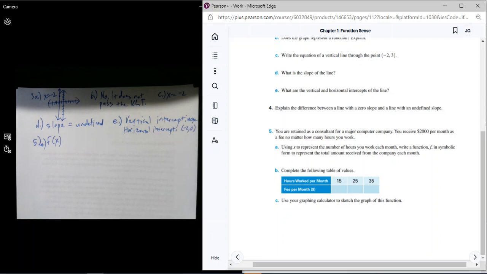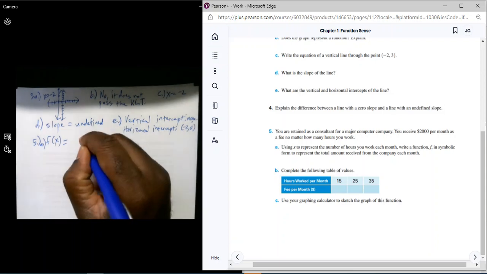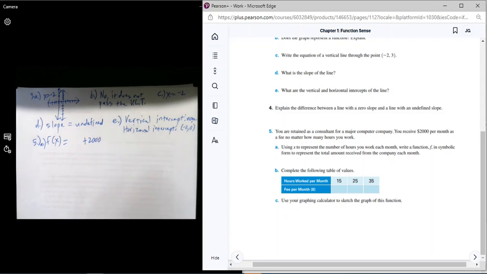So that's the first thing we know. And it's equal to... Now they tell us no matter how many hours we work, we're still just going to earn $2,000. So we know at 0 hours, we're going to earn 2,000. So 2,000 is our y-intercept, or our b, according to the y = mx + b formula.